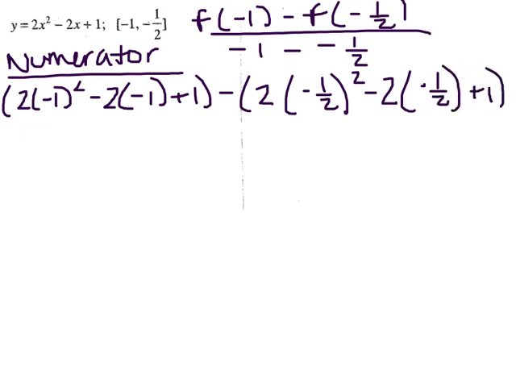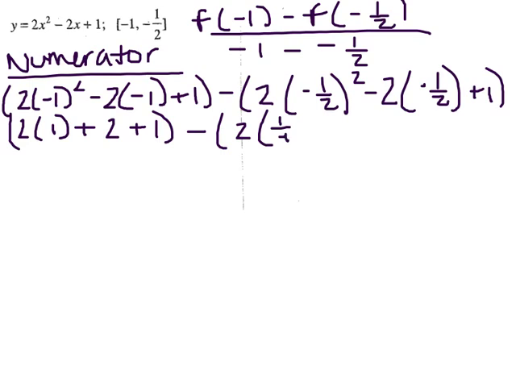Let's solve all that out. Negative 1 squared will be positive 1, 2 times positive 1. Negative 2 times negative 1 will be a positive 2 plus 1, minus 2 times negative 1/2 squared will be positive 1/4. Negative 2 times negative 1/2 will be a positive 1 plus 1.